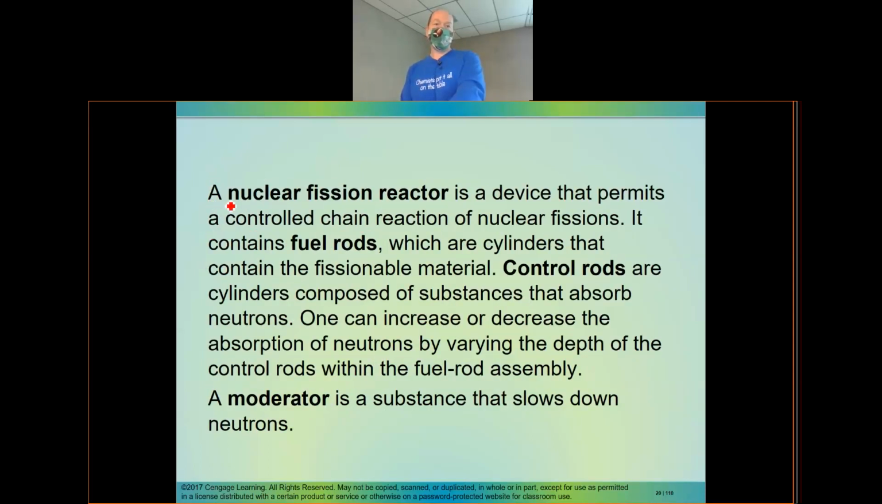All right, so in a nuclear fission reactor, you're going to have fuel rods that contain your uranium-235. You're going to have control rods, okay? They're going to absorb the neutrons. All these neutrons coming off, you have to have some way to control that. So a control rod has a compound in it that will absorb your neutrons, and so your chain reaction does not get out of hand.